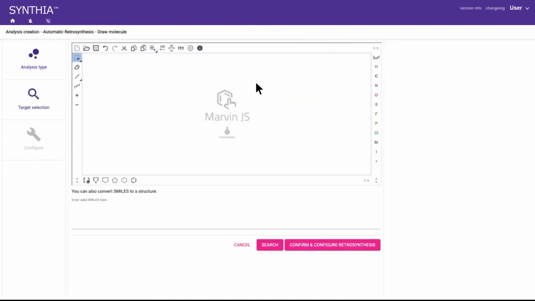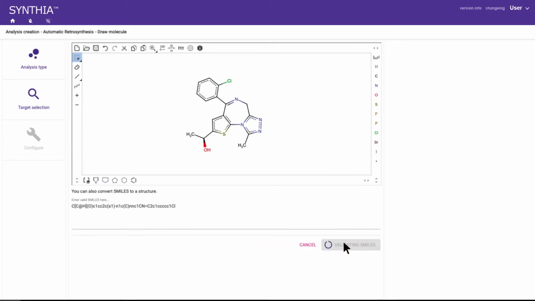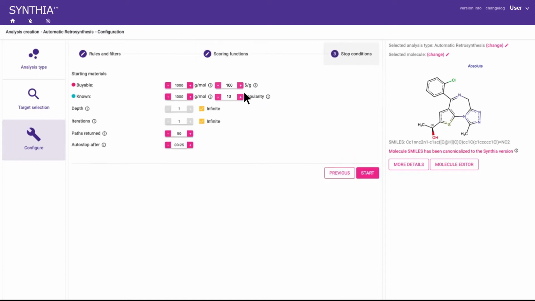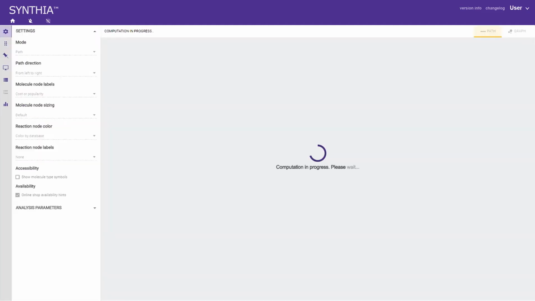process. Using the automatic retrosynthesis mode, SYNTHIA identifies pathways that trace back to commercially available building blocks and screens them against your preferences. Once you've input your target molecule and desired constraints, SYNTHIA delivers precise pathways that take stereochemistry and functional group incompatibilities into account.